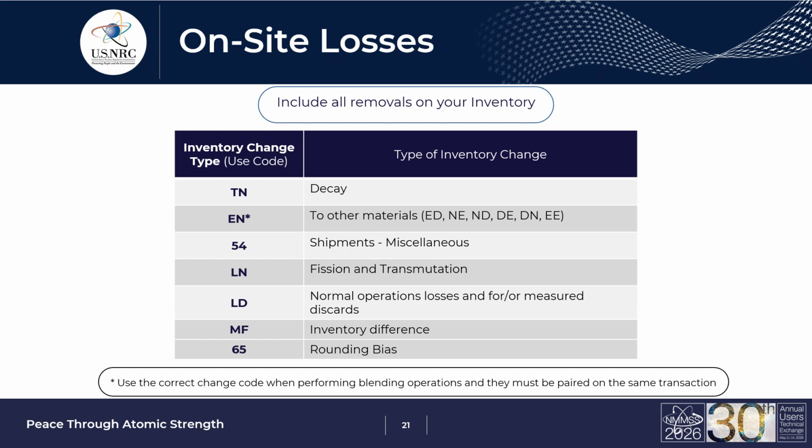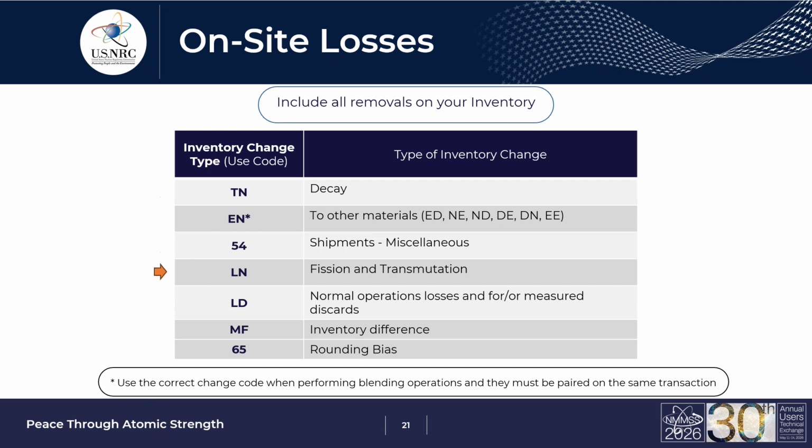NRC licensee facilities have more options available for reporting on-site losses. The use code TN represents decay. EN represents to other materials, which involves a blending action, which may be the alpha reporting of ED, NE, ND, DE, DN, or EE. This reporting represents the initial quantity of material prior to the blend occurring. ICT code 54 represents shipments miscellaneous. This use code would be reported for cases where material is shipped from the facility, but the facility is not able to report to NMIS using a traditional Form 741 shipment.